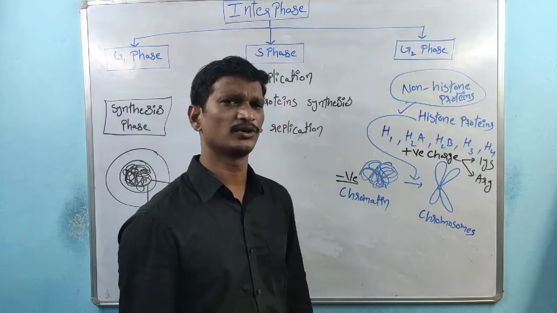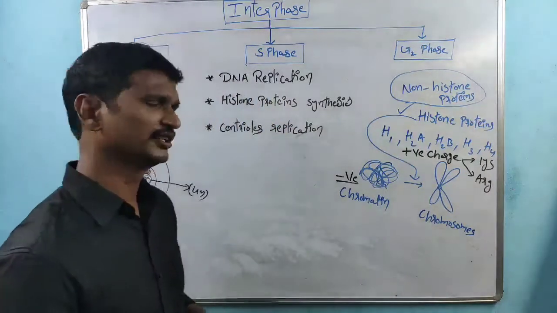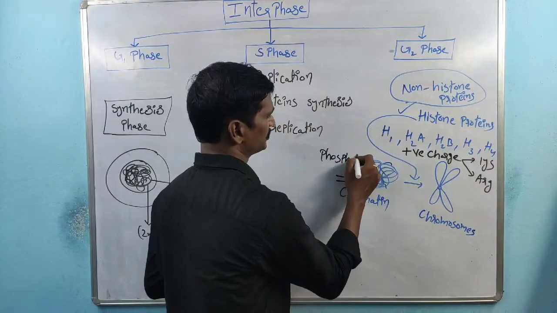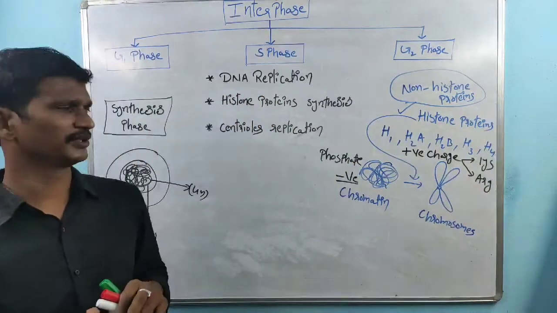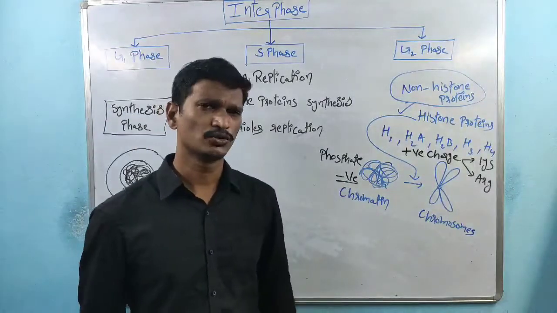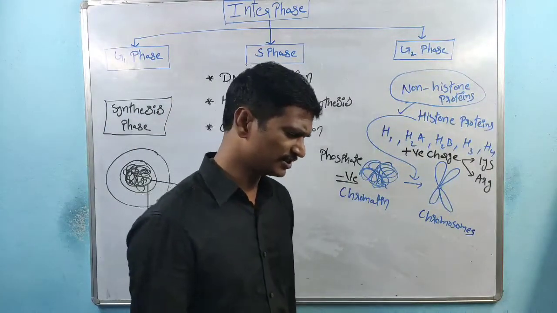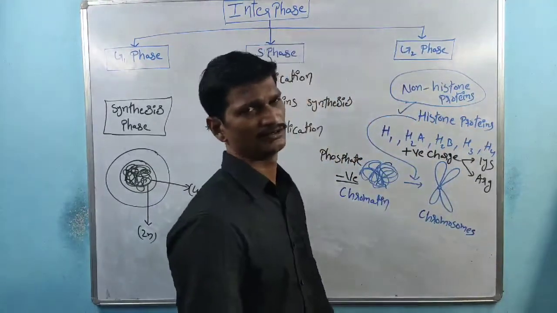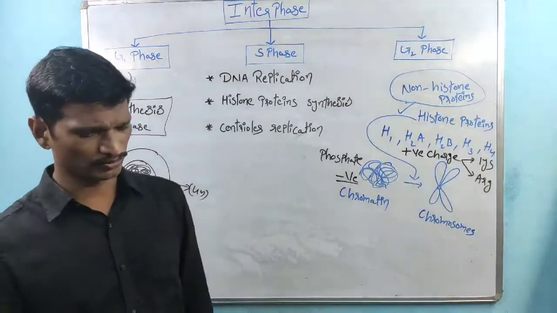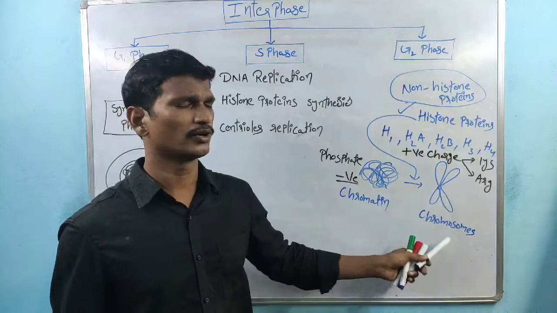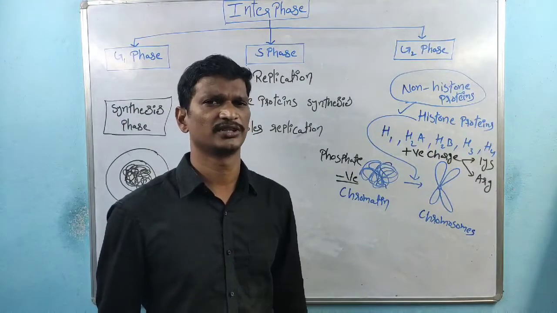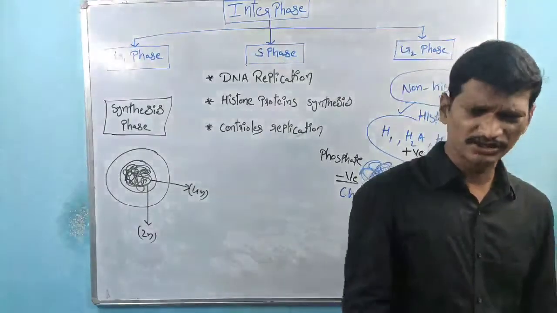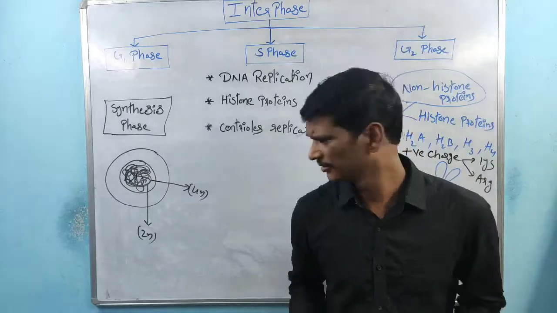Because of the presence of lysine and arginine, the histone proteins have a positive charge, and because of the presence of phosphate, the DNA has a negative charge. So opposite charges are present. Because of these opposite charges, both combine and form the chromosome structure. For chromosome formation, non-histone proteins also support. Right? So here the question is generally DNA.